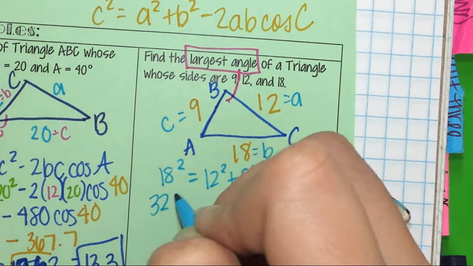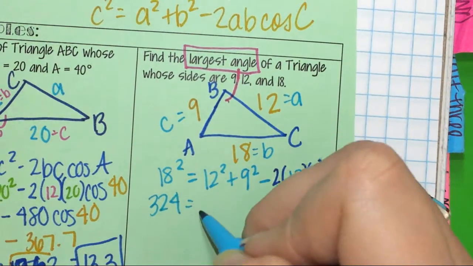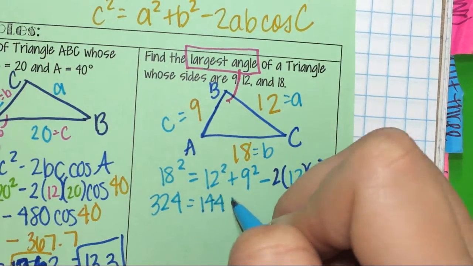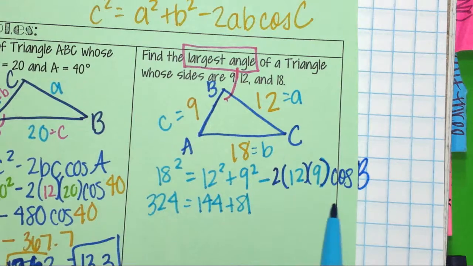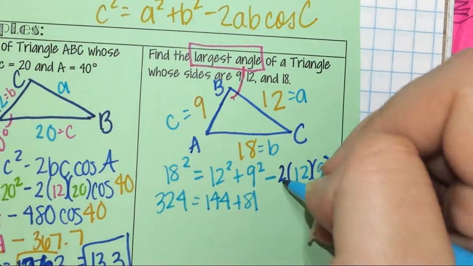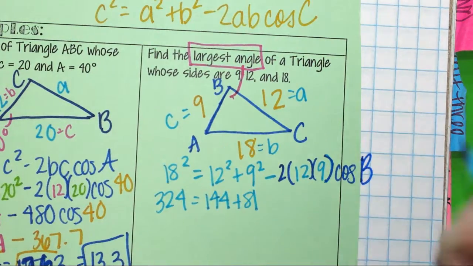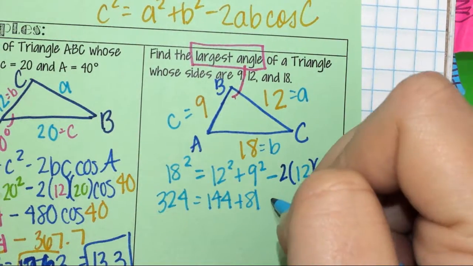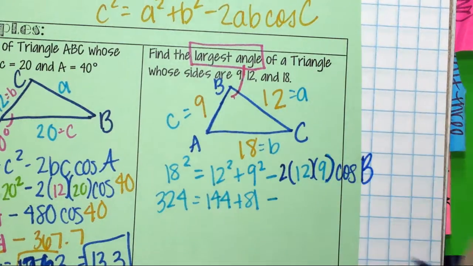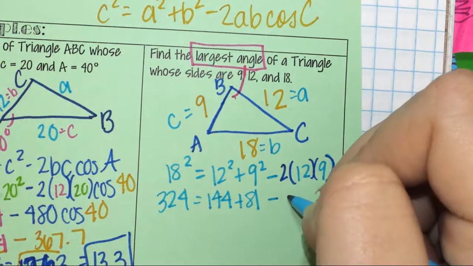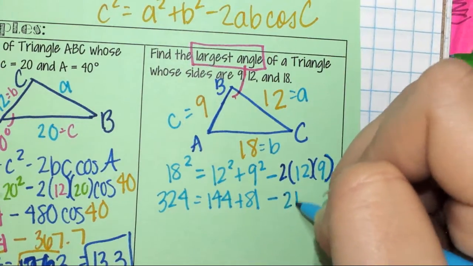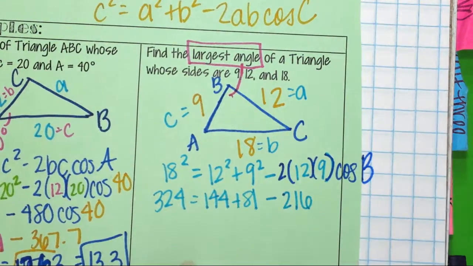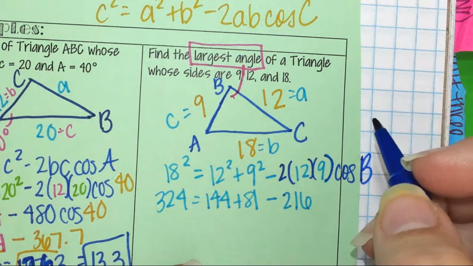All right, what is 18 squared? 324. Good, take a point. What is 12 squared? What is 9 squared? Good. And then what are we going to do with the 2, 12, and the 9? You're going to multiply them. All right, so what's negative 2 times 12? And what's negative 24 times 9? Negative what?